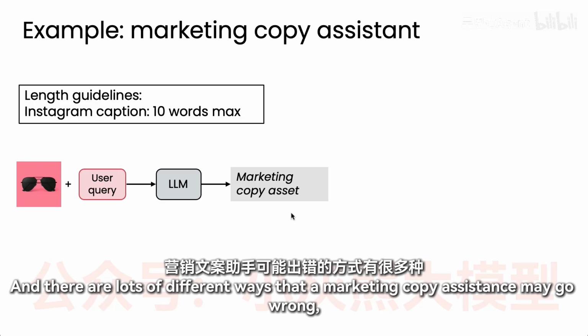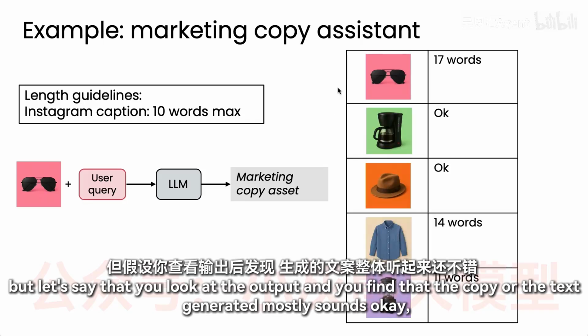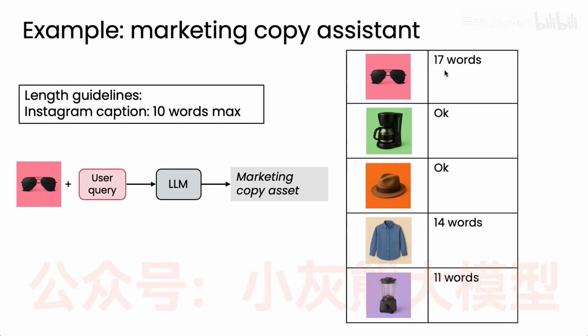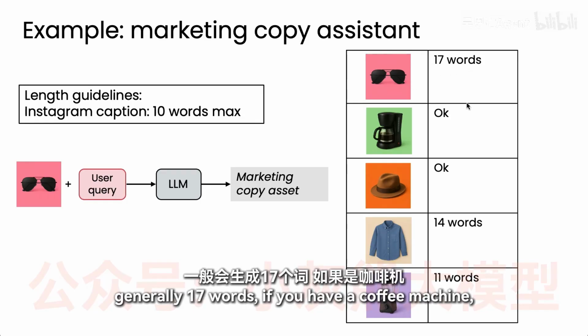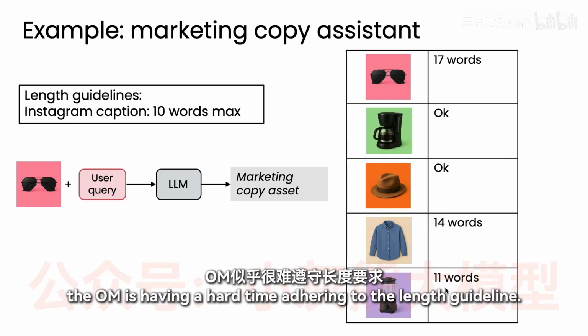And there are lots of different ways that a marketing copy assistant may go wrong, but let's say that you look at the output and you find that the copy or the text generated mostly sounds okay, but maybe it's just sometimes too long. So for the sunglasses input, it generated 17 words. The coffee machine is okay. Stylish hat is okay. Blue shirt, 14 words. Blender, 11 words. So it looks like in this example, the LMM is having a hard time adhering to the length guideline.